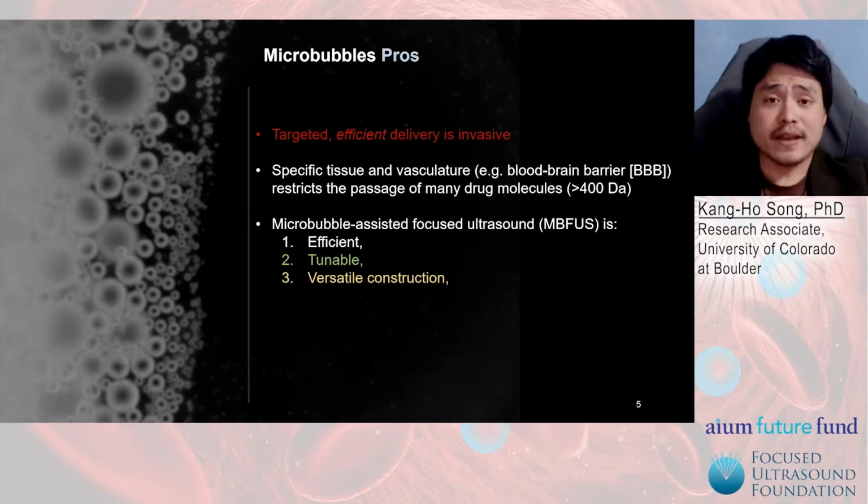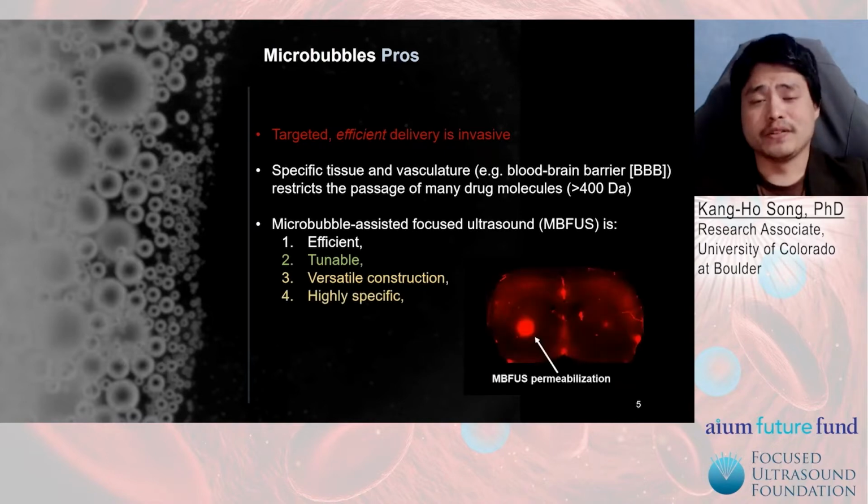The fourth pro is that MB-FUS can target very small regions of the brain. And additionally, it can target multiple regions of the brain, or if you broaden your focal zone for ultrasound, you could target a larger volume of the brain. The fifth, perhaps flagship advantage, is that MB-FUS is non-invasive. And the sixth pro is that its effects are generally transient.